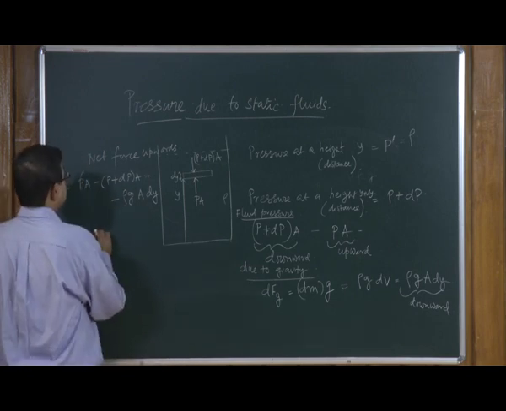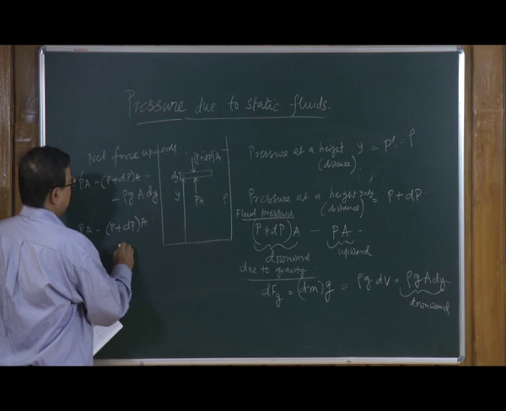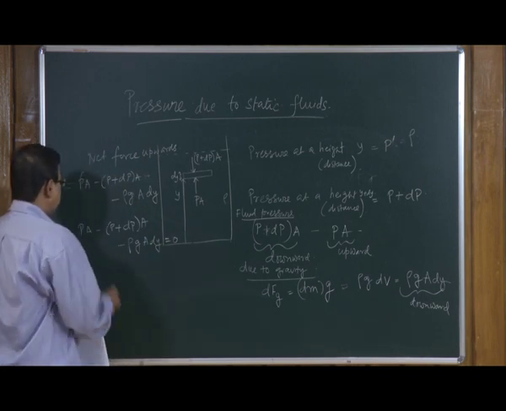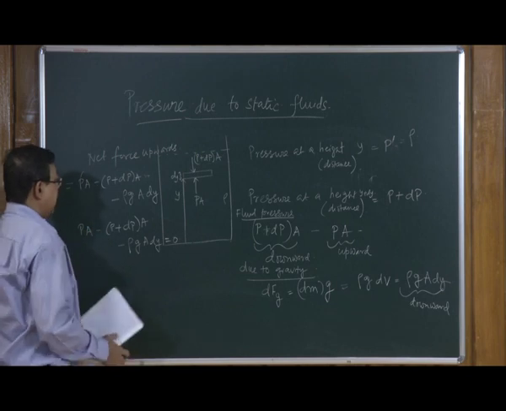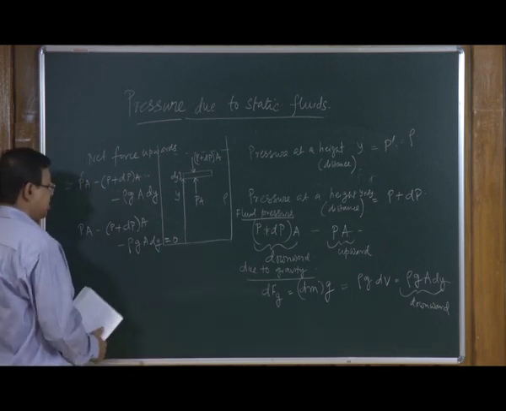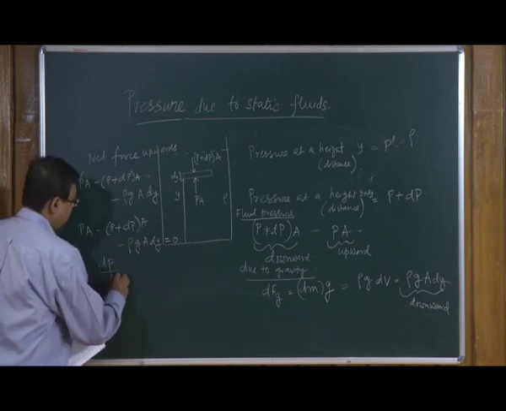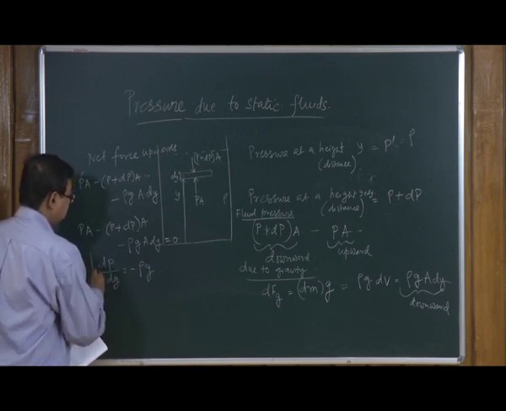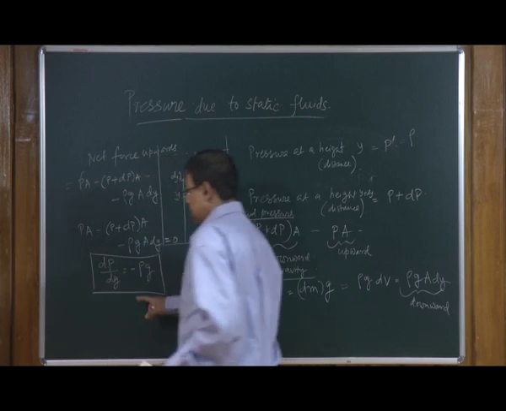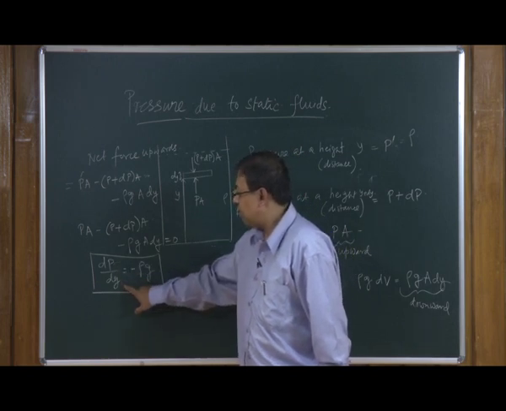So, then we can write PA - (P + dP)A - rho g A dy = 0. If we cancel A from both sides, that is, divide both sides by A, I get a simple differential equation of the form dP/dy = -rho g. The solution of this differential equation will give me the variation of pressure as a function of y.